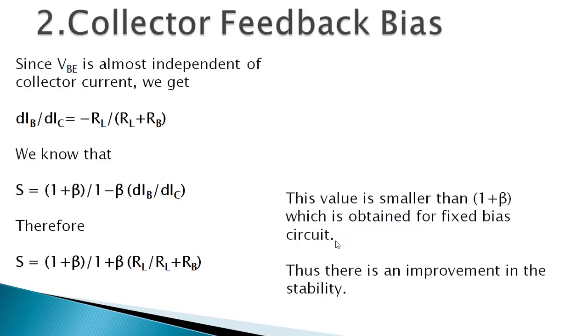In this collector feedback bias, the stability factor of the circuit is S is equal to 1 plus beta divided by 1 plus beta into RL divided by RL plus RB. Here 1 plus beta divided by 1 plus beta in the denominator is multiplied by RL divided by RL plus RB. It is definitely less than 1 plus beta, which is obtained from the fixed bias. So there is an improvement of stability over the fixed bias circuit.